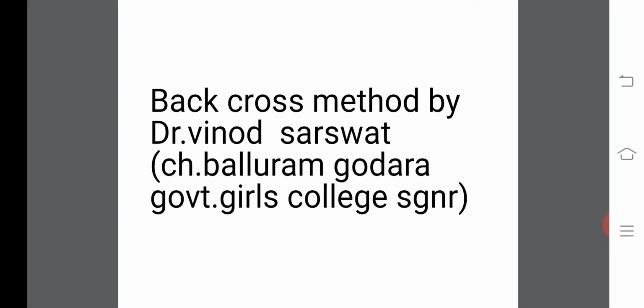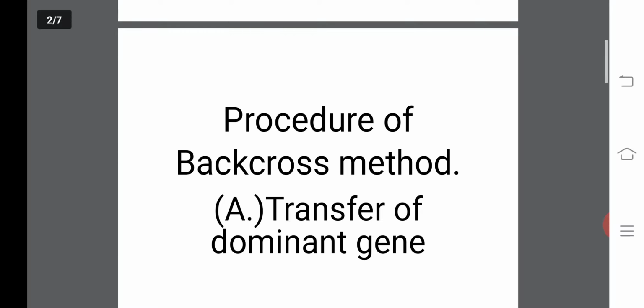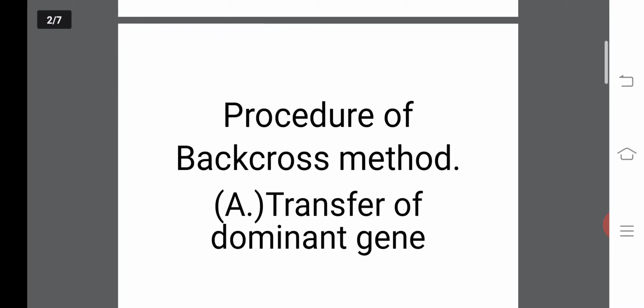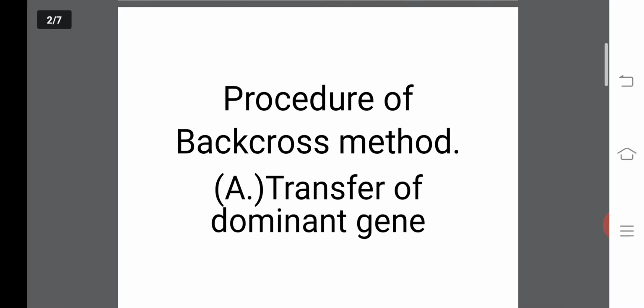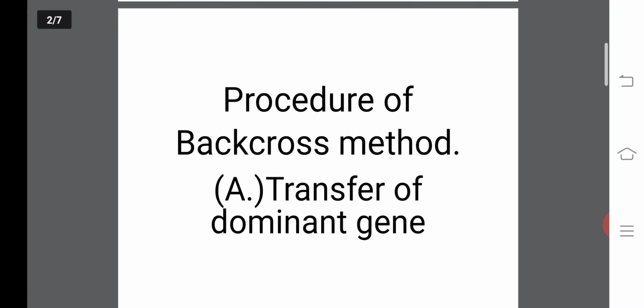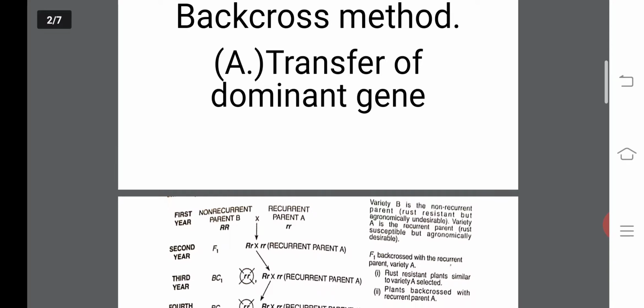When we study the transfer of a dominant gene, we see that a high yielding and widely adapted wheat variety A is susceptible to stem rust. Further, another variety B is resistant to stem rust, and the resistance to stem rust is dominant to susceptibility. A generalized scheme of a backcross program for the transfer of rust resistance from variety B to variety A is given below.